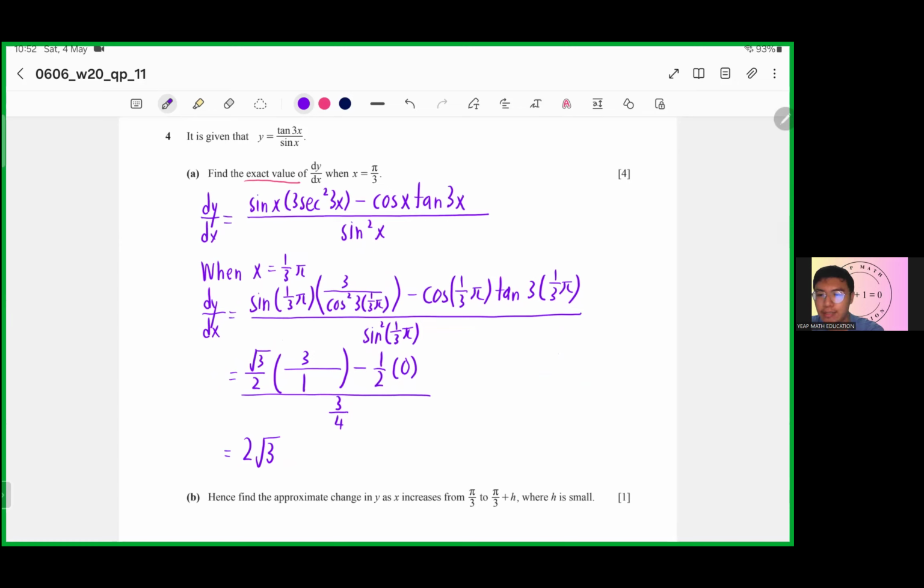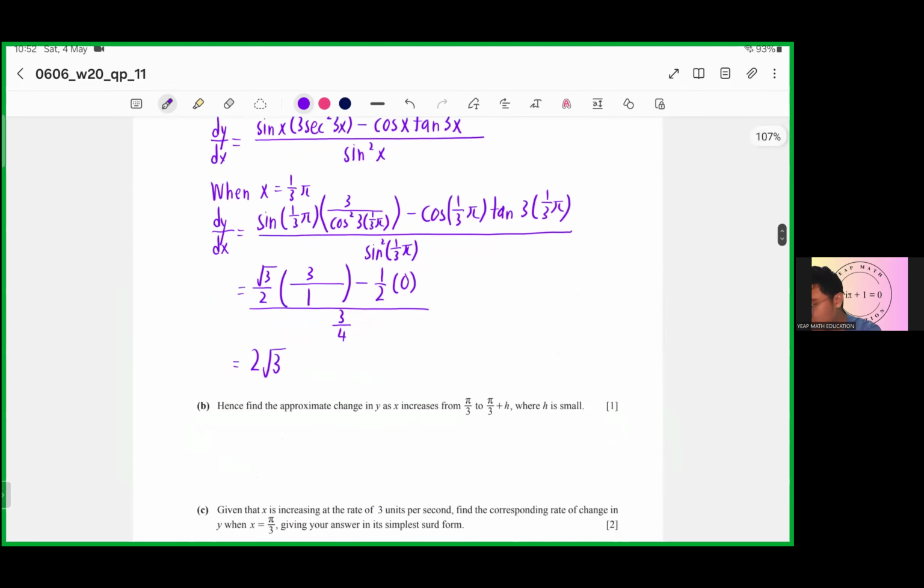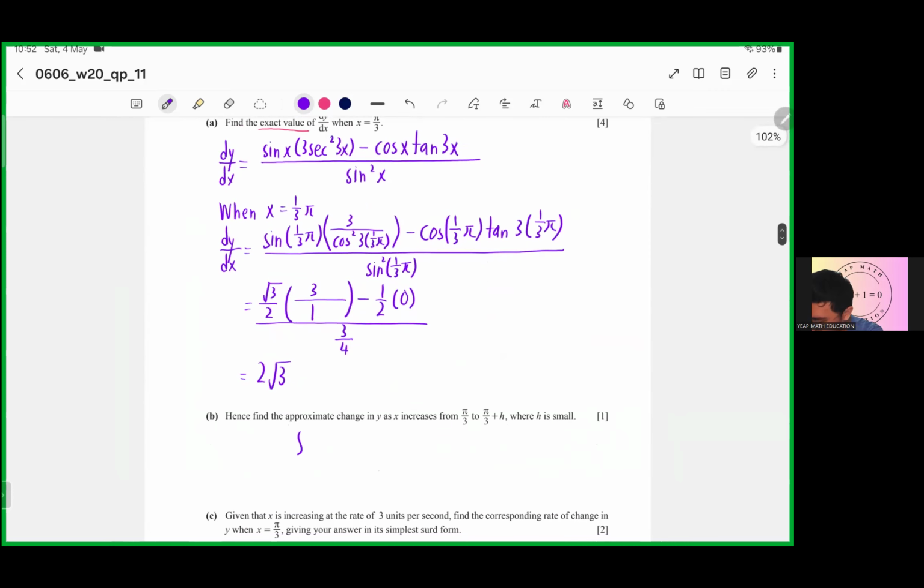Okay, please don't write in the decimal place. If you write answer in decimal place, it will not be accepted, because the question already mentions you need to give in exact value. Hence to find the approximated change in y as x increases from 1 over 3 pi to 1 over 3 pi plus h, where h is small, you can write approximated change in y is approximately dy dx multiplied by approximated change in x. So we get 2 root 3 and then h.